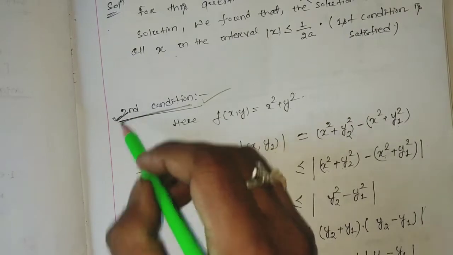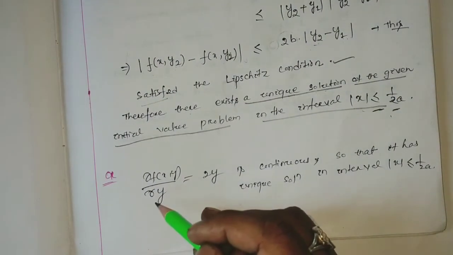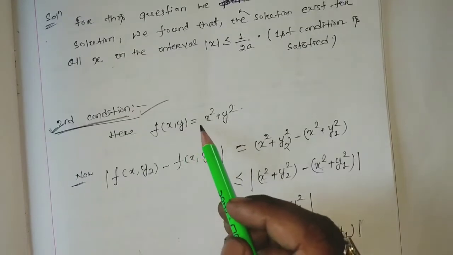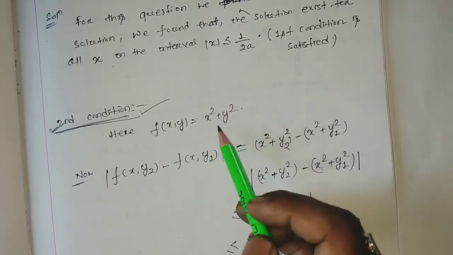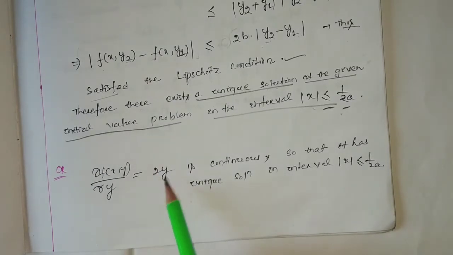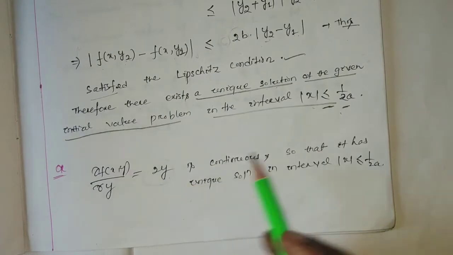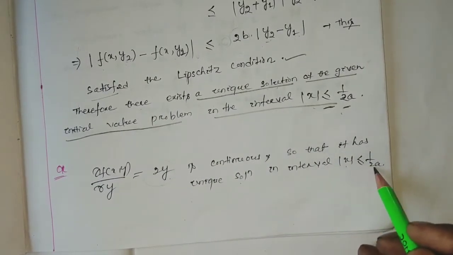Or we can consider another way about the second condition. As I told you, we have to consider the first derivative of f(x, y) with respect to y. Here f(x, y) is given as x square plus y square. If we take the first derivative with respect to y, we get 2y, which is continuous for all values of y. So it has a unique solution in the interval |x| less than or equal to 2a.